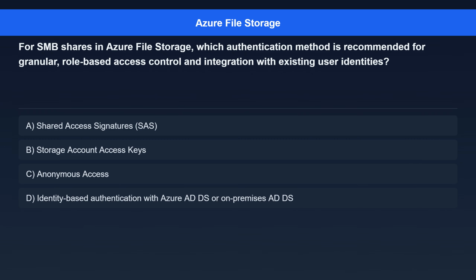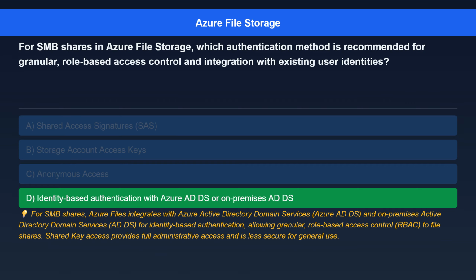Question 3. For SMB shares in Azure File Storage, which authentication method is recommended for granular, role-based access control and integration with existing user identities? Option A, Shared Access Signatures, SAS. Option B, Storage Account Access Keys. Option C, Anonymous Access. Option D, Identity-Based Authentication with Azure ADDS or On-Premises ADDS.